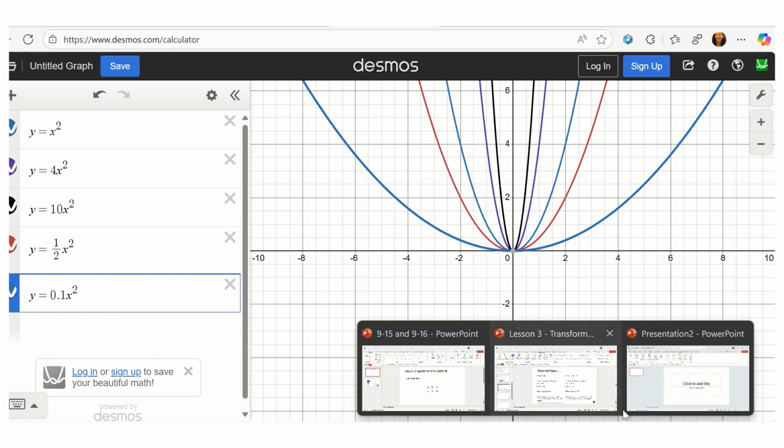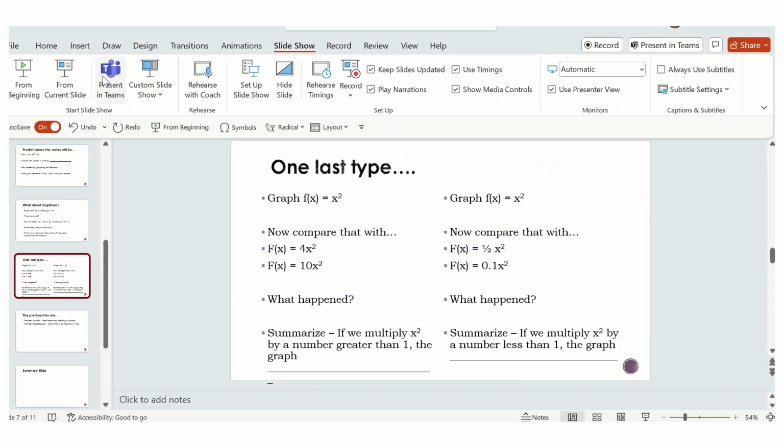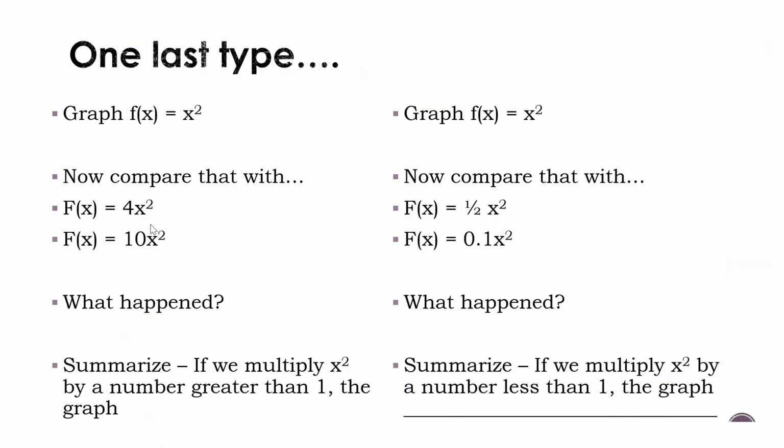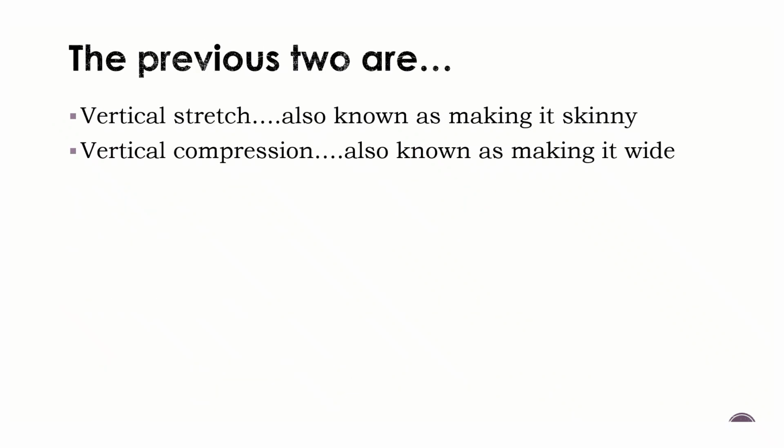Let's go back over to our presentation. So if we multiply x squared by a number greater than 1, the graph, fill it in your notebooks, it gets skinny, it got narrow. And then if we multiply x squared by a number less than 1, the graph got fat, got wide. Now, the correct vocabulary for it is vertical.